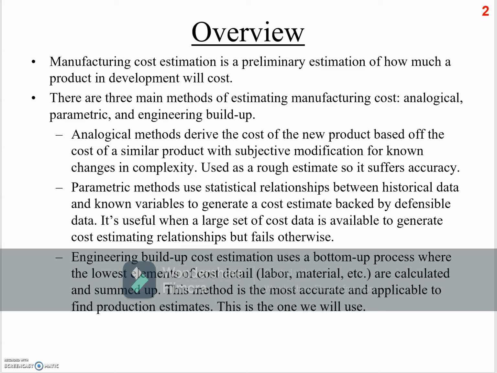The parametric methods use statistical relationships between historical data and known variables to generate a cost estimate backed by defensible data. It's useful when a large set of cost data is available to generate cost estimating relationships, but fails otherwise.